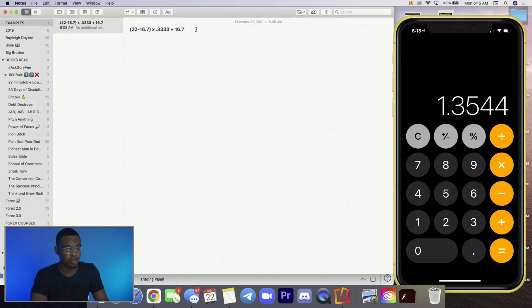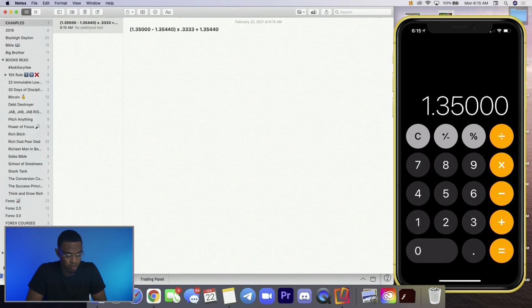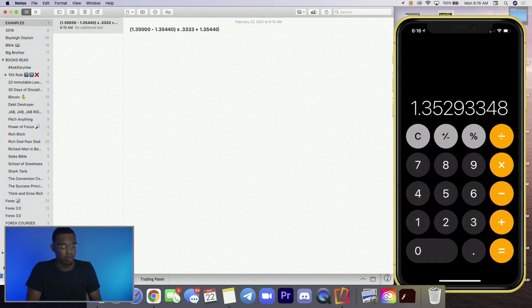Now we can go back to our notes really quick, and then I'm going to get to the charts. 1.35000 minus 1.35440 times 0.3333 plus 1.35440. 1.35000 minus 1.35440. This is the answer, times 0.3333. This is the answer, plus 1.35440. 1.35293. So that would be today's EMA.